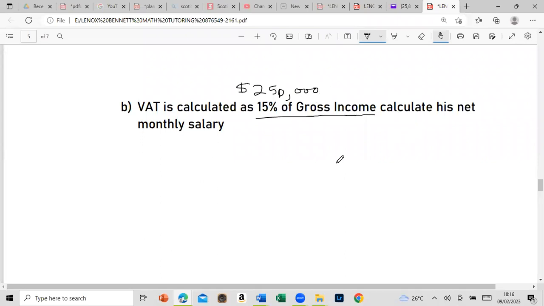So how would we calculate his net monthly salary? Assuming that only VAT is taxed, how could we get the net salary? Anyone?